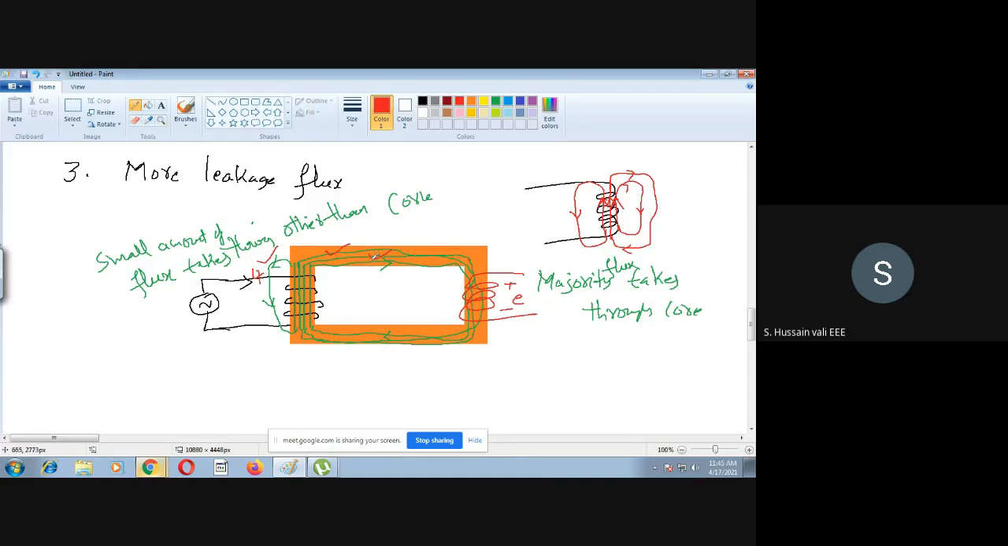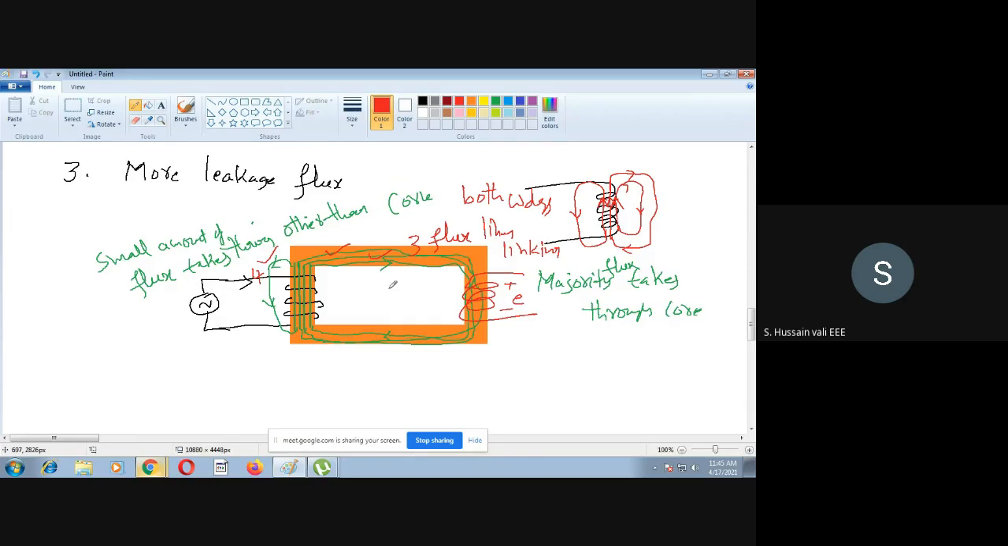So one thing I want to say is that only three flux lines are linking both windings, and only these three flux lines actually transfer the energy. Remember, I have drawn only four flux lines here. It doesn't mean that there are only four flux lines. There are so many, I can say an infinite number of flux lines may be present.